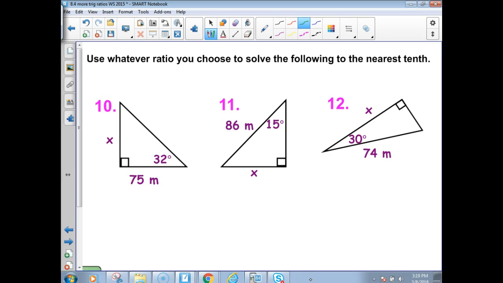Number 10. Nathan. Number 10. Now, what you see these? What's this right here? No, I meant that's the hypotenuse. So you don't have anything on it. If you don't have anything on your hypotenuse, you can't use sine or cosine. It's got to be tangent. All right, so tell me the equation, please.